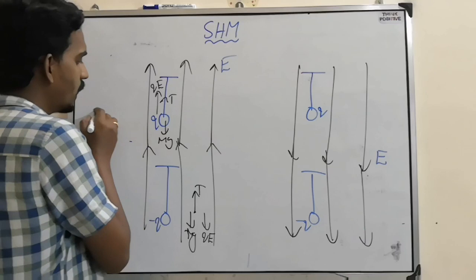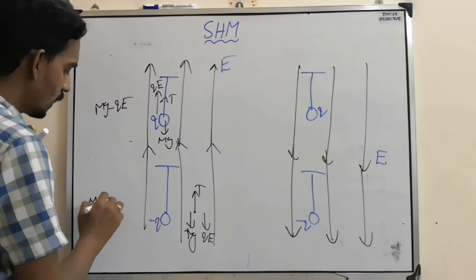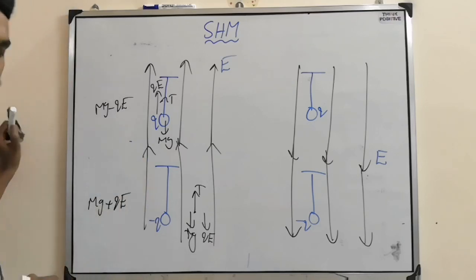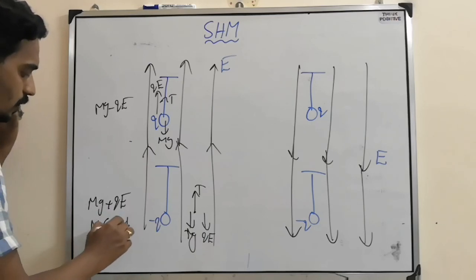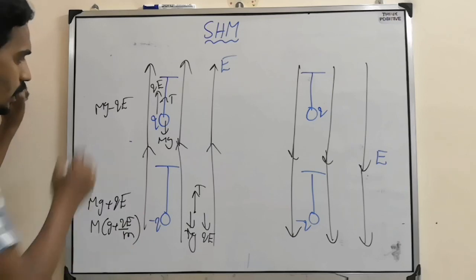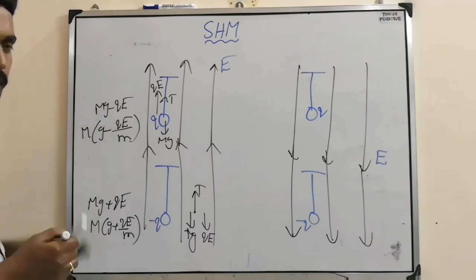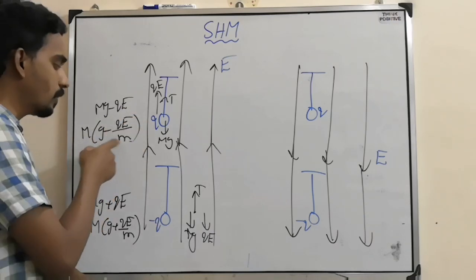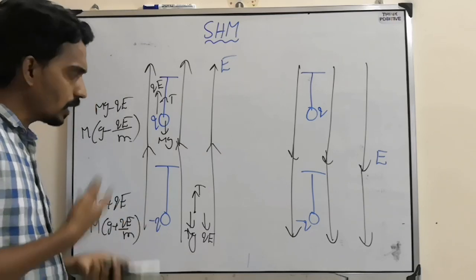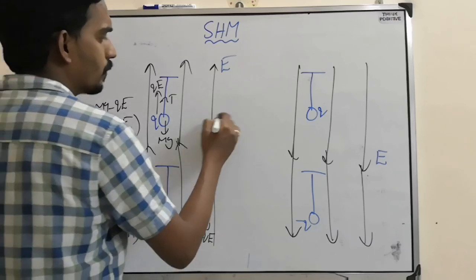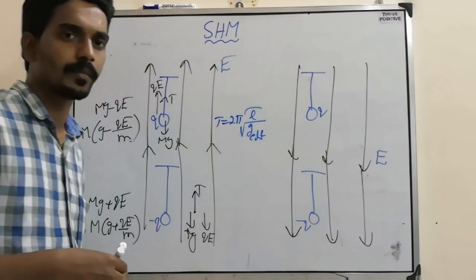So here the resultant force is mg minus qE. Here the resultant force is mg plus qE. If you take m common, then g plus qE by m. Here if you take m common, g minus qE by m. That means here g effective is g minus qE by m. Here g effective is g plus qE by m. Then what is the time period formula? Generalized time period is 2 pi root L by g effective.